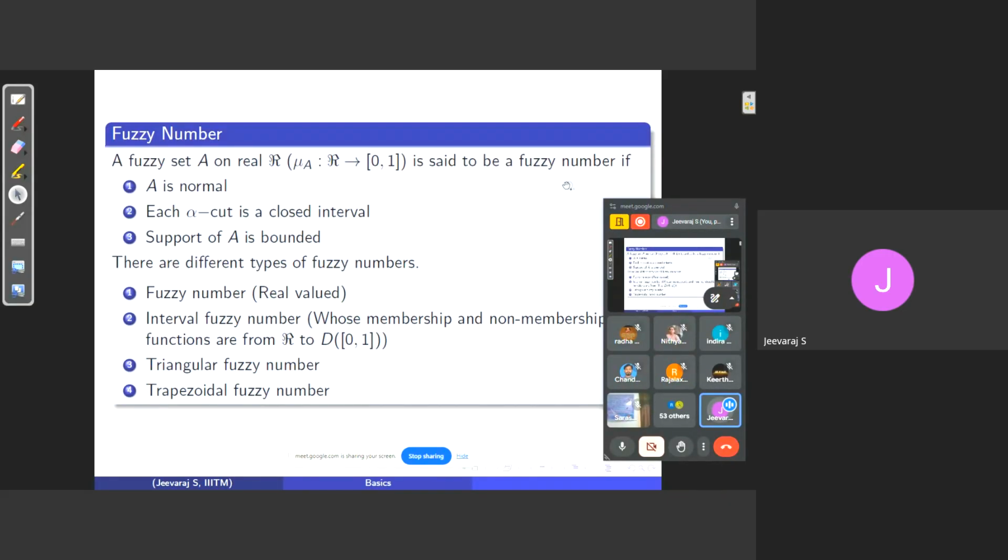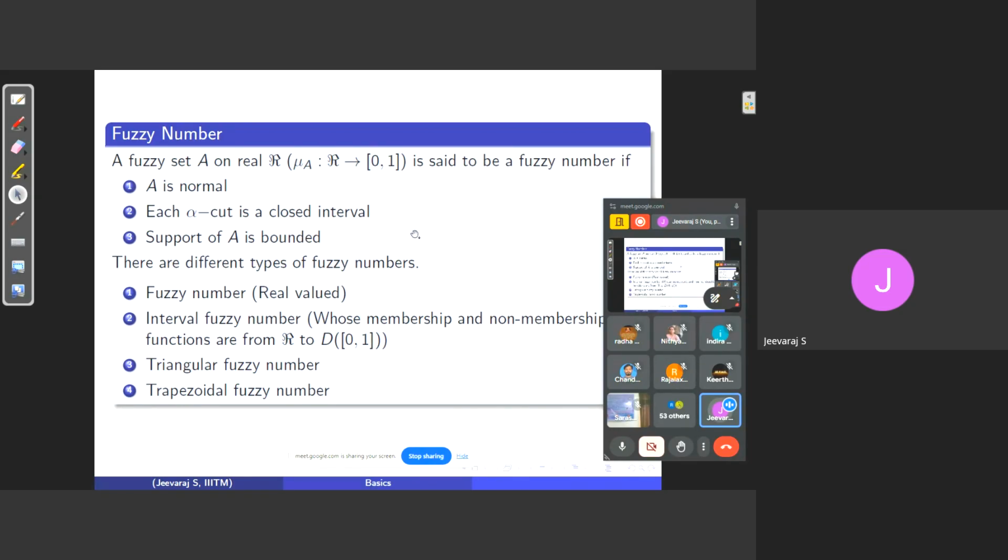It is said to be a fuzzy number if it satisfies the following three axioms. The first axiom is that the fuzzy set should be normal. What is the meaning of a fuzzy set being normal? The height of the fuzzy set should be 1. In another way, I can say that.